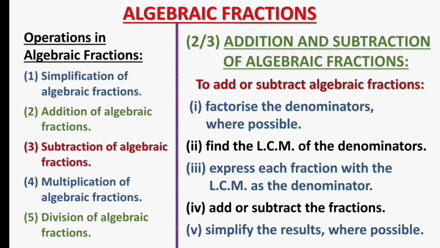Operations number 2 and 3. Addition and subtraction of algebraic fractions. To add or subtract algebraic fractions, here are the steps to take. Number 1. Factorize the denominators where possible. Number 2. Find the lowest common multiple of the denominators. Number 3. Express each fraction with the lowest common multiple as the denominator. Number 4. Add or subtract the fractions. Number 5. Simplify the result where possible.